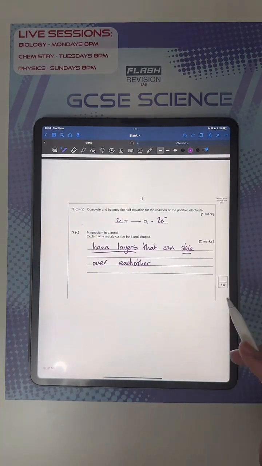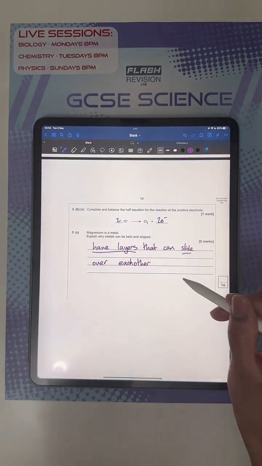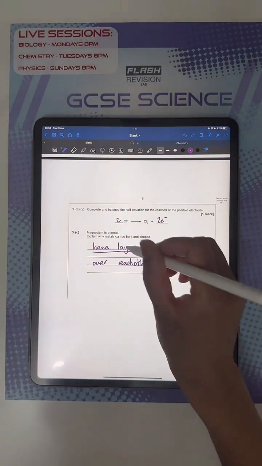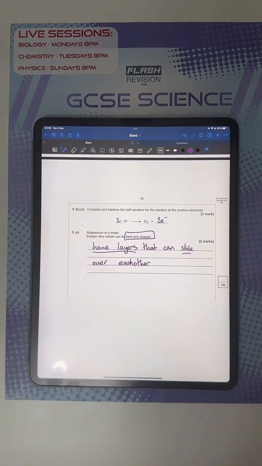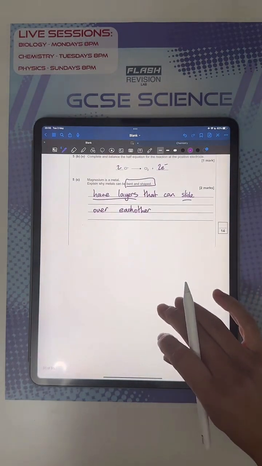Alloys, yeah, alloys is difficult to shape because the layers get disrupted, so you can't really slide them over each other. Malleable, yes, this all means malleable. Bent and easily shaped basically means it's malleable. Distorted layers, exactly, you're distorting the layers. They're not molecular substances.